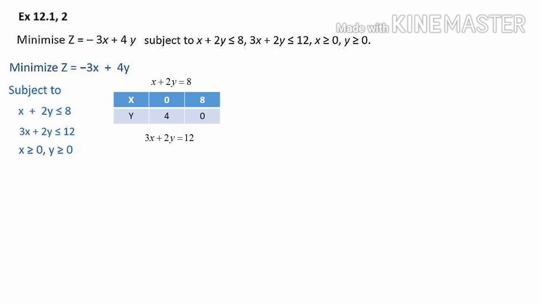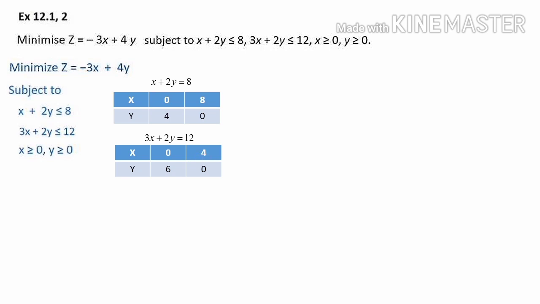Then the second inequality we can consider and write it as an equation: 3x plus 2y equal to 12. Table we can prepare. As before x is equal to 0 we have to put first. So that means this term completely 0. 2y equal to 12. y is equal to 6 will be coming. Next y equal to 0 we can put. If you put y as 0, this term is completely 0. That is 3x is equal to 12. x is equal to 12 by 3, that is equal to 4.